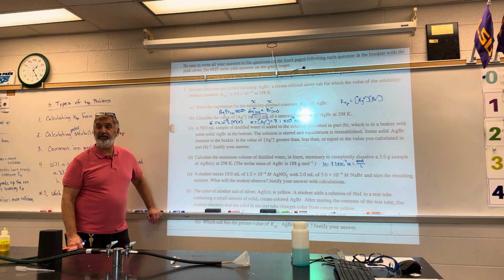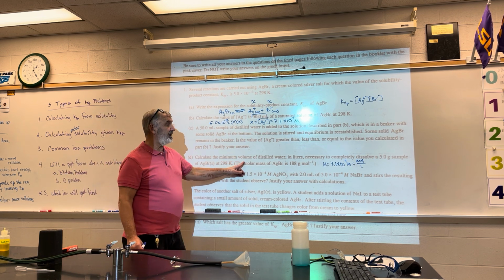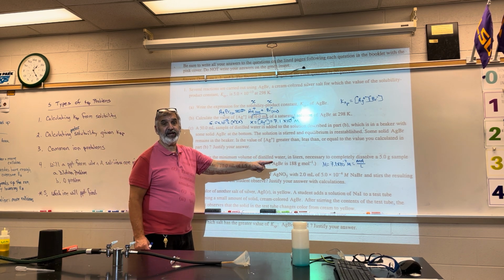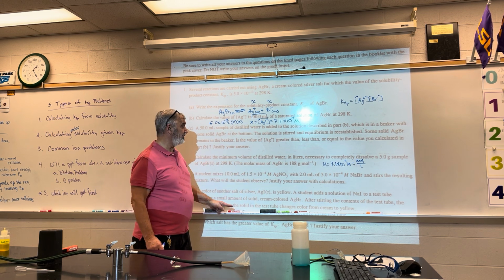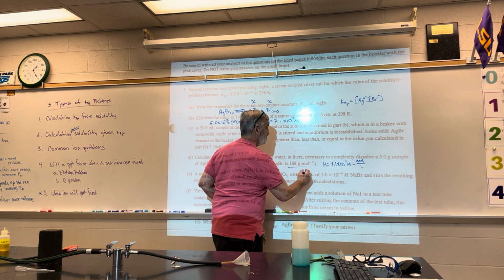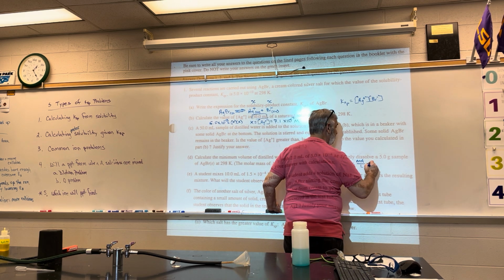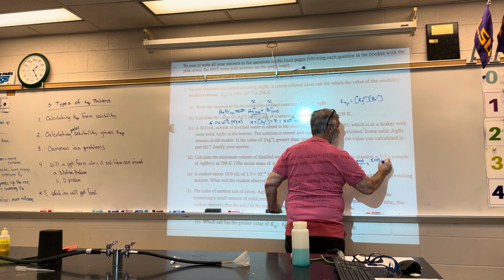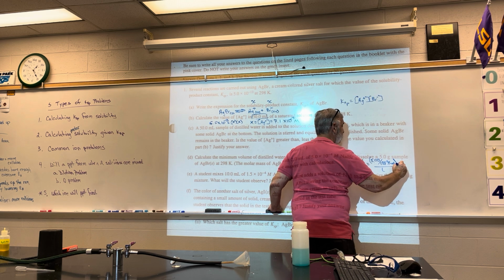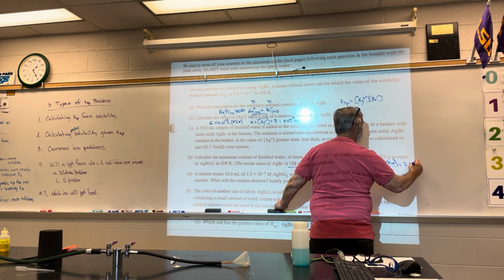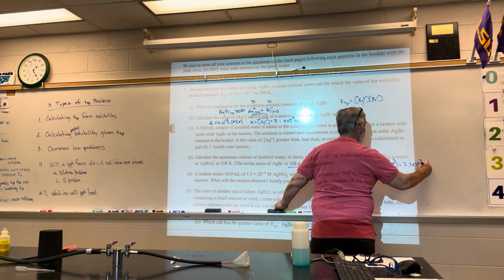Liters, right? The minimum volume of water to dissolve 5 grams. Well, I have to change that 5 grams to moles. How do I change the 5 grams to moles? With the molar mass, which they gave you. So it's going to equal 5 grams divided by the 188 grams per mole, divided by L, is all going to equal 7.1 times 10 to the minus 7 molar.